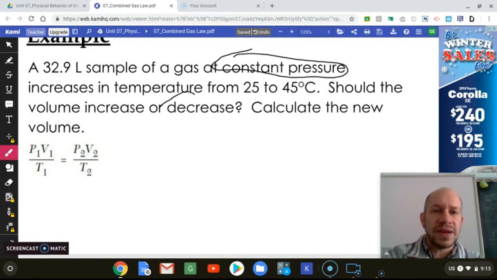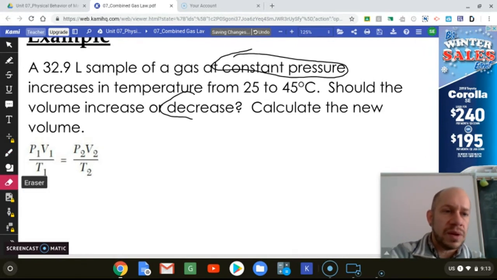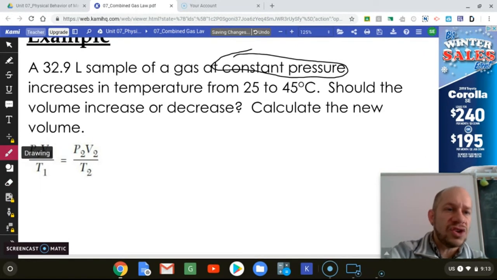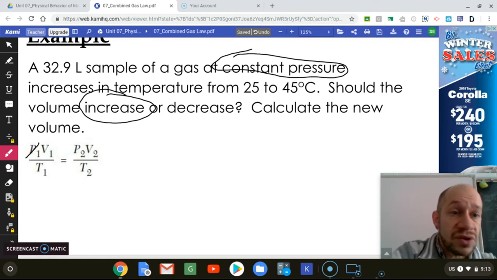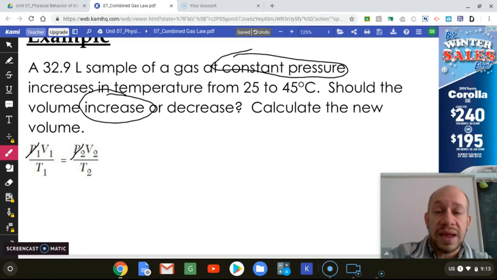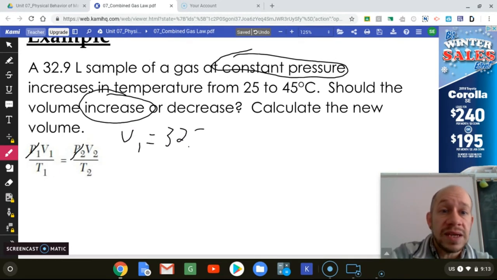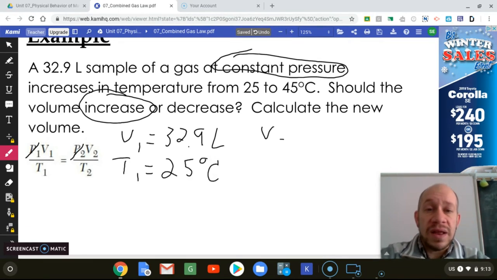So I should see an increase in my, I circled the wrong one. I said increase and circled decrease. I should see an increase in my volume. So let's calculate it. My first pressure and my second pressure I can take out. At constant pressure, they get removed. So my first volume is 32.9 liters. That's what they gave me. And my first temperature is 25 degrees Celsius. My final volume is what I'm looking for, and my final temperature is 45 degrees Celsius.